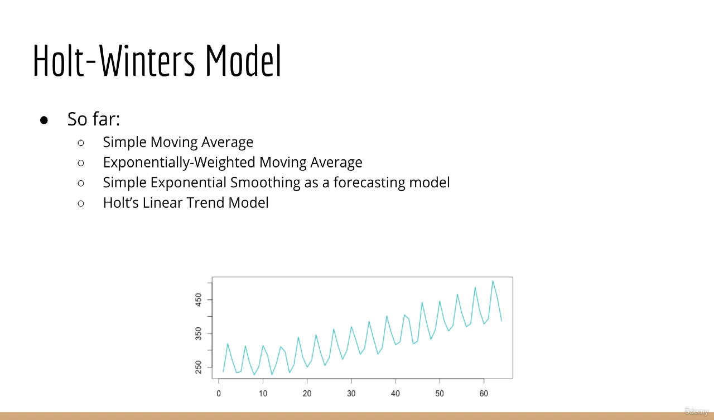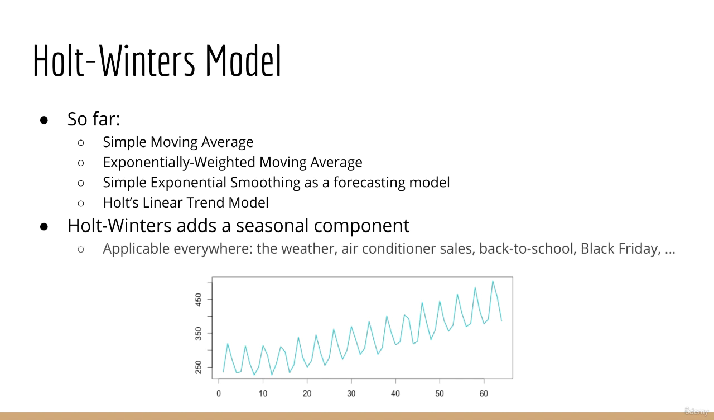The Holt-Winters model extends the Holt linear trend model by adding a seasonal component. This makes sense, especially for our dataset, because there is a clear seasonal pattern. In fact, for many time series datasets, there is a clear seasonal pattern. Think of something like air conditioner sales. Obviously, more people buy air conditioners in the summer than in the winter. We have all kinds of sales that are seasonal, such as back-to-school sales, Boxing Day sales, and nowadays, Black Friday sales, which I'm sure you're all familiar with.